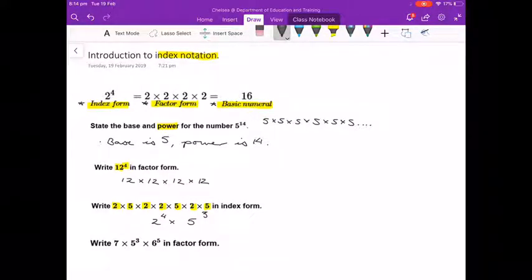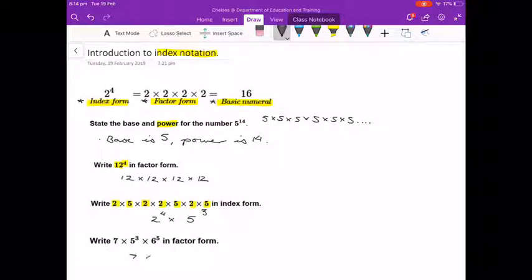Our last problem, 7 times 5 to the power of 3 times 6 to the power of 5 in factor form. Again, factor form meaning expanding. So I have a 7. Now I'm only going to write that once because it doesn't have a power there. But what that actually means is there's actually one of them. 7 to the power of 1 is 7, so we write 7 once. We then have 5 to the power of 3, which means that we need 3 lots of 5, and then we have 6 to the power of 5, which means we should have 5 lots of 6. And that is the problem in factor form.